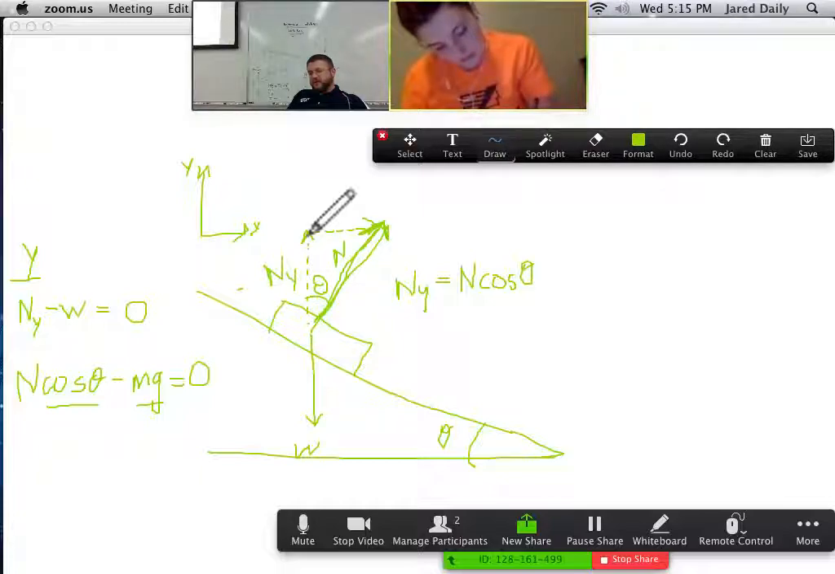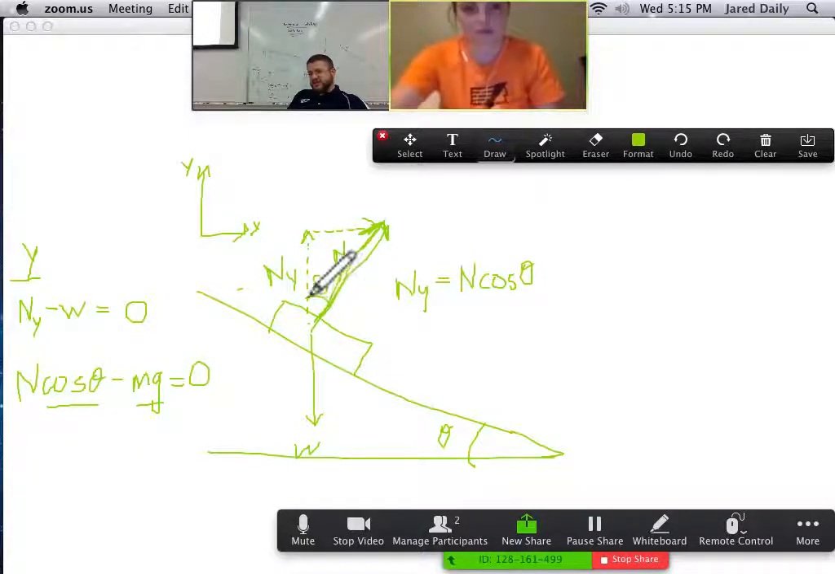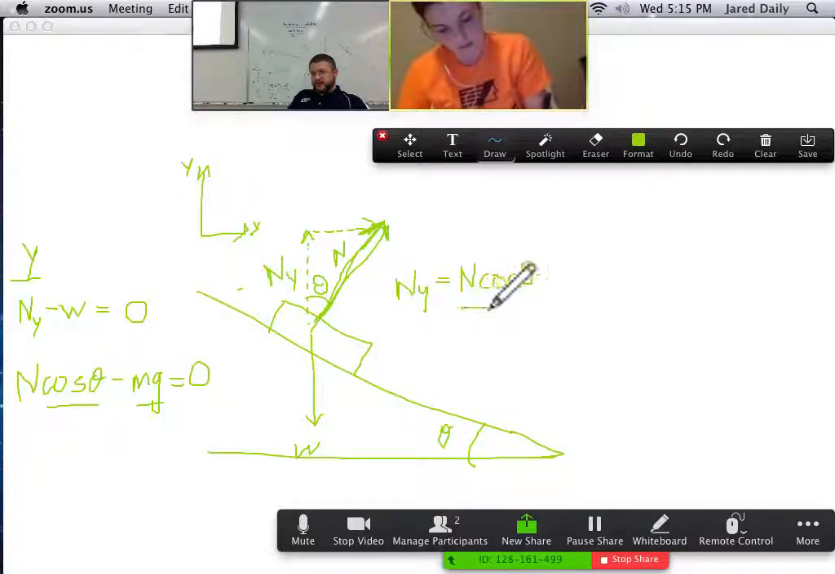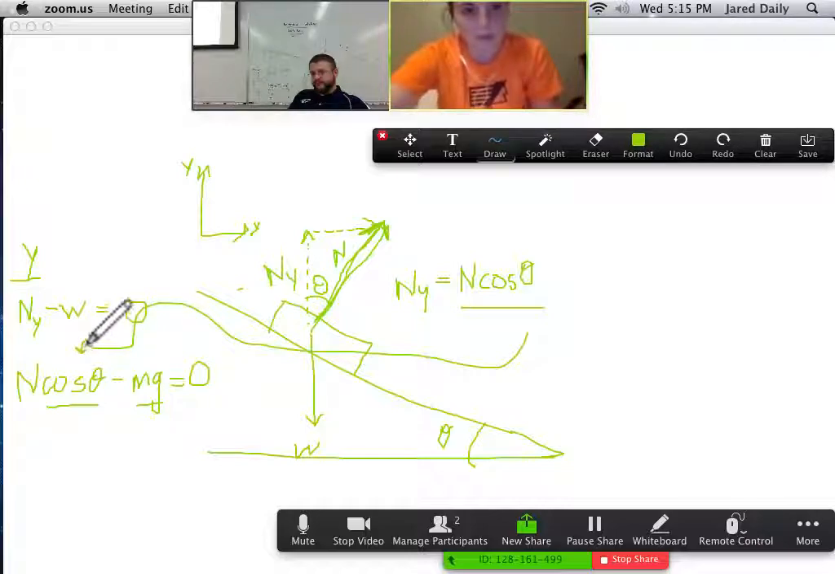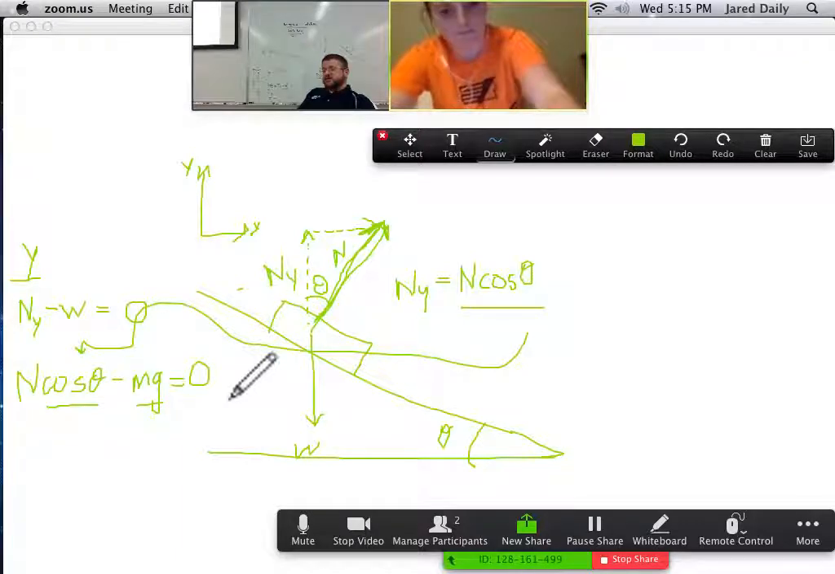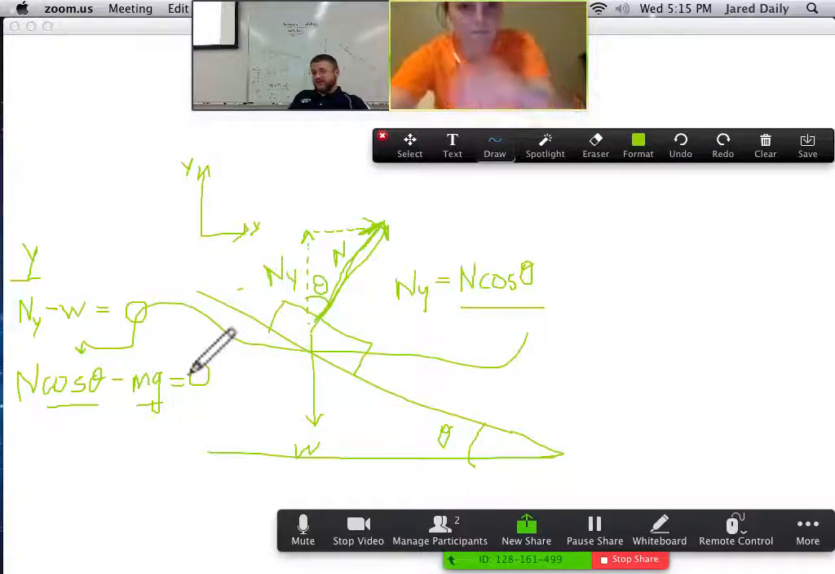Yep. Which is adjacent to the angle theta here. Since it's adjacent to that angle theta, the normal, which is the thing we're looking for, this long, big old vector here, times cosine theta, will give us ny. N cosine theta. Plug that in over here. Well, over here. And we get n cosine theta minus mg equals 0. Solve for n, you add mg to both sides, divide by cosine theta on both sides. Oh, okay, that makes sense. Okay?